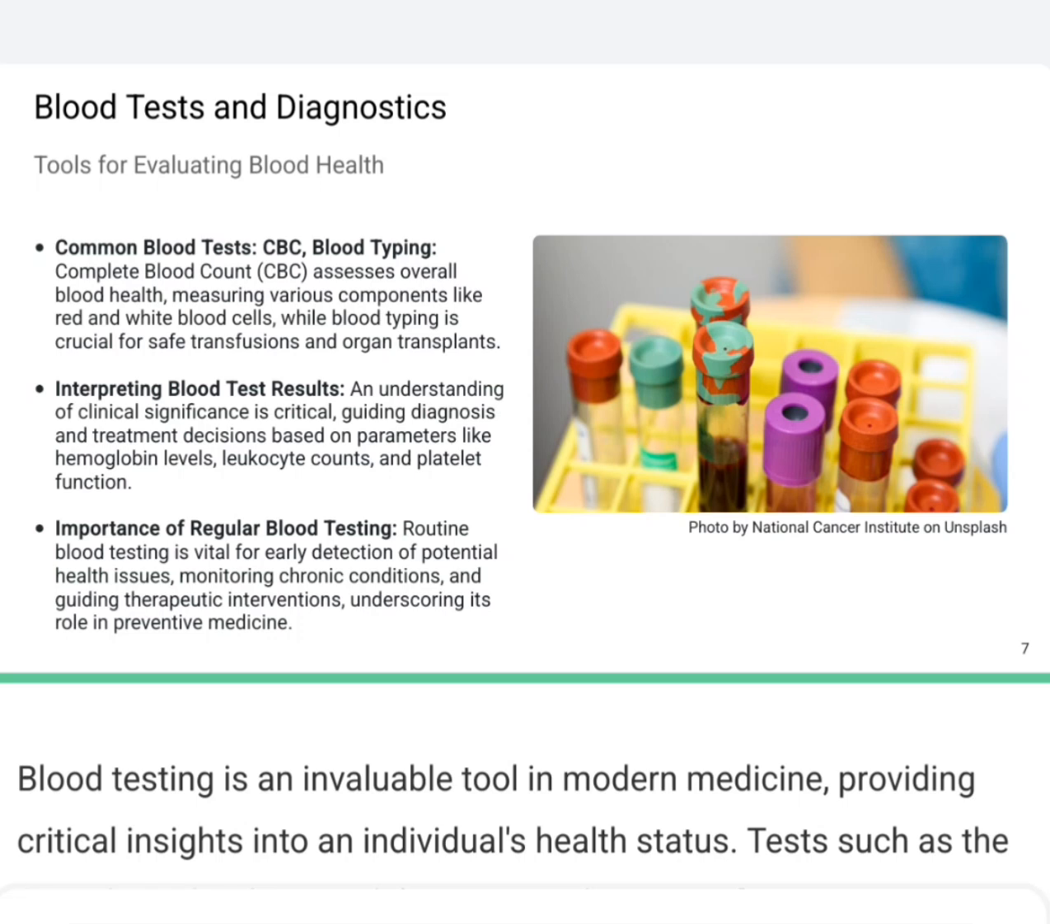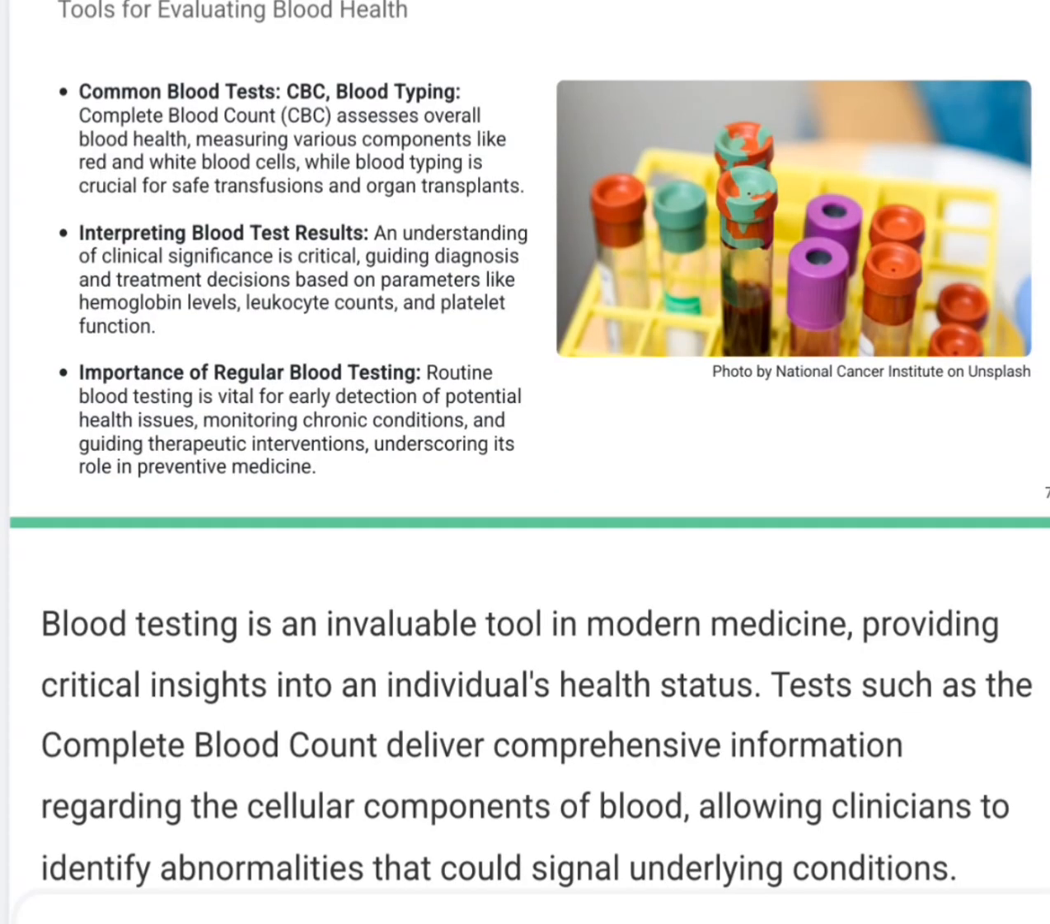Coming on to blood tests and diagnostic tools for evaluating blood health. Common blood tests are the CBC and blood typing. The complete blood count assesses overall blood health, measuring various components like red blood cells and white blood cells, while blood typing is crucial for safe transfusion and organ transplantation. Interpreting blood test results and understanding their clinical significance is critical for guiding diagnosis and treatment decisions based on parameters like hemoglobin levels, leukocyte count, and platelet function.